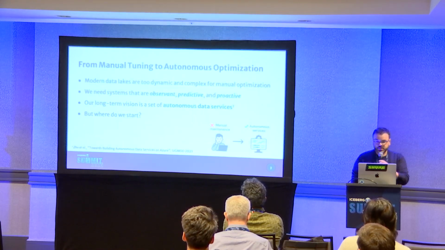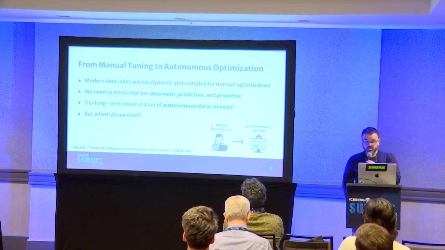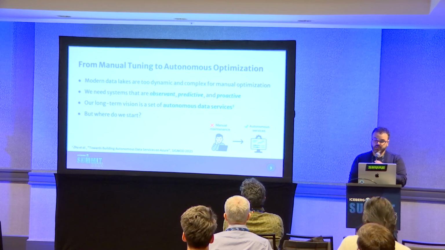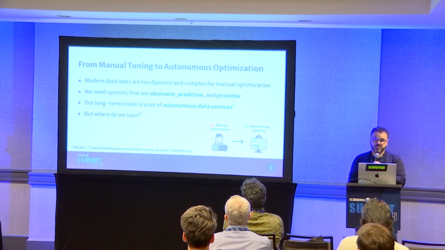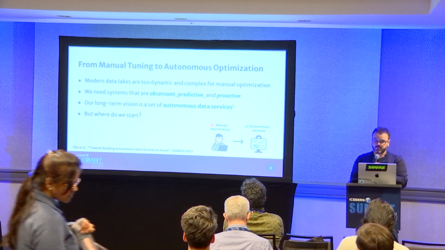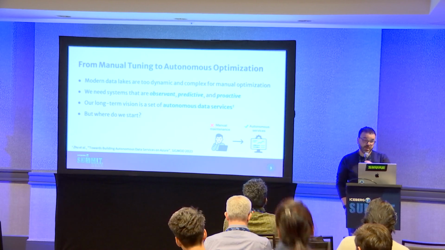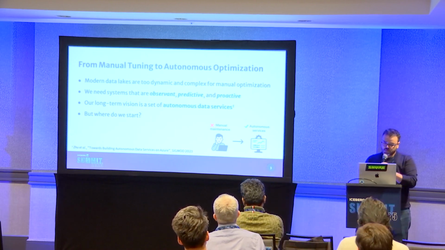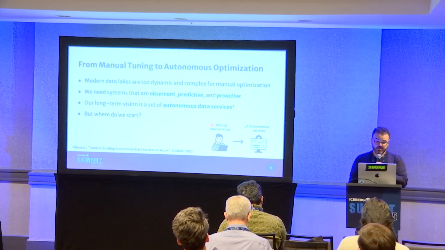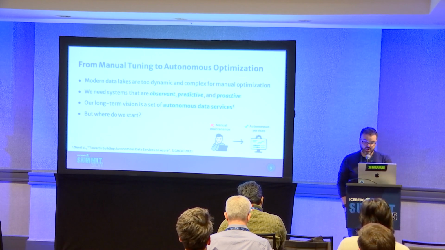Now, one solution to this is to try manual optimization. But soon you realize that since modern data lakes are so dynamic and complex, manual optimization just doesn't cut it. It doesn't scale. We can't rely on someone hand optimizing partitions or compacting files on a schedule or anything along those lines. So what you need to do is move towards autonomous data services, systems that are observant, predictive, and proactive, and will help you with these tasks.